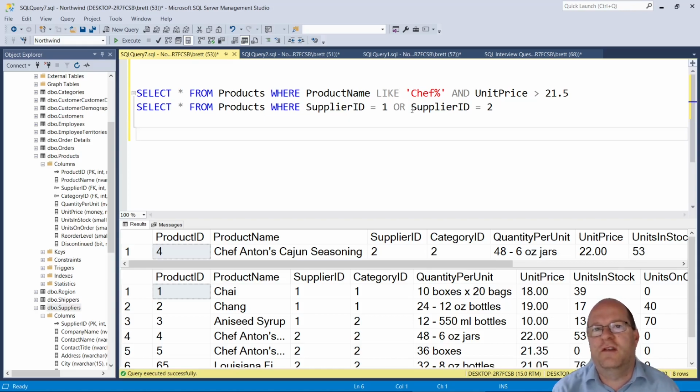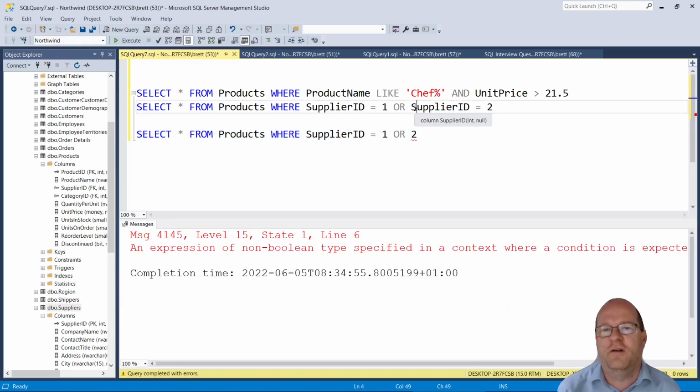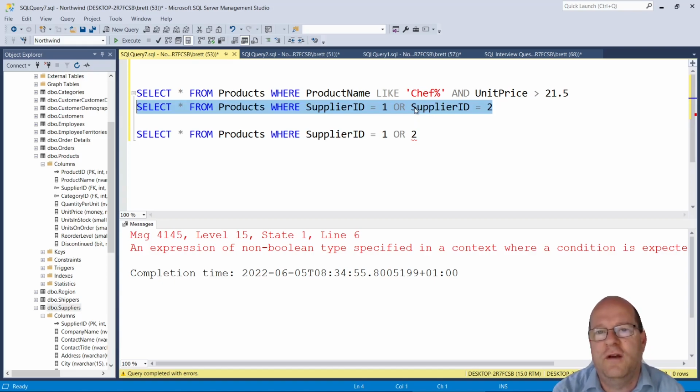When I was teaching database programming, one of the most common errors I saw is that people were writing this. So remember that you can't write this. You have to write it like this, and you have to put the column name in on every clause here. So this one won't work. This is incredibly common, so make sure that you don't write this.